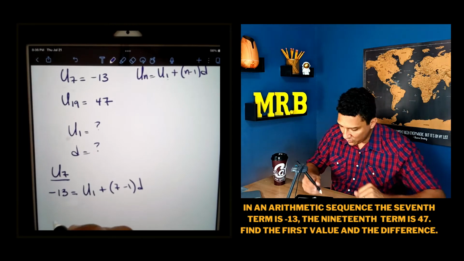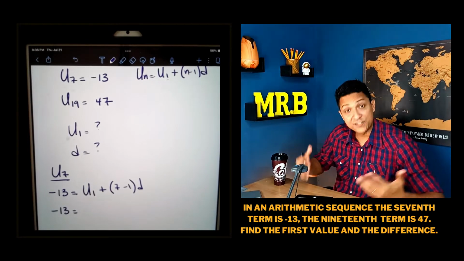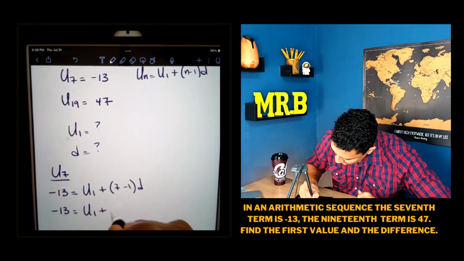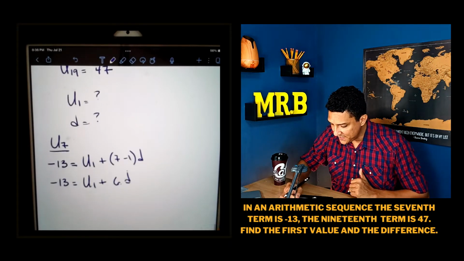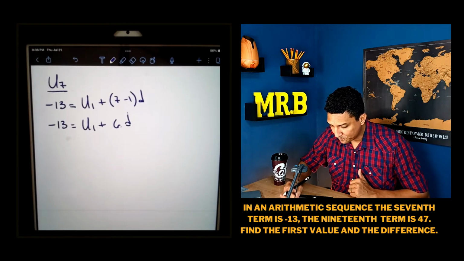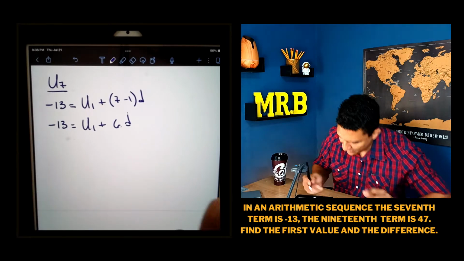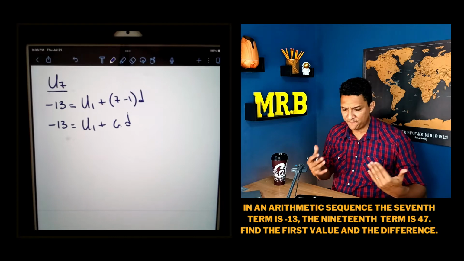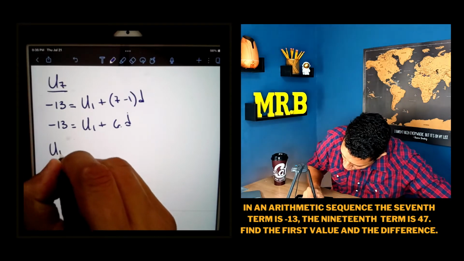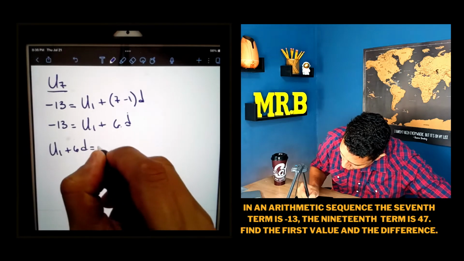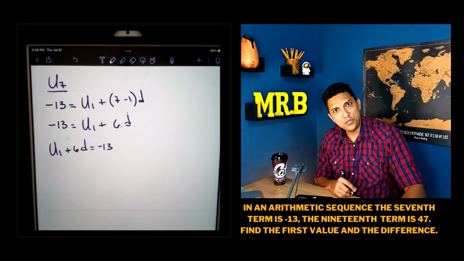Now I'm going to combine or simplify this expression. So I have 7 minus 1 is 6d. Now I'm going to reorder this. I feel more comfortable working with the variables on the left side of the equation. So U1 plus 6d equals negative 13. That is my first equation.